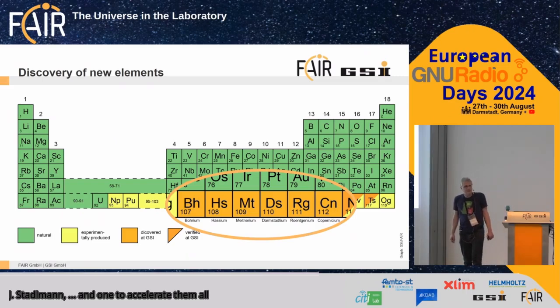They were actually firstly created here at GSI with our linear accelerator, and they even got named by the science group. It's 107 Bohrium, 108 Hassium for the federal state of Hessen we are in, 109 Meitnerium for Lise Meitner, very famous German physicist, Darmstadtium for the city of Darmstadt, Röntgenium for Konrad Röntgen, he invented the X-rays or found the X-rays, and Copernicium for Copernicus. So you'll find them in any chemistry book on this planet. So Darmstadt somehow left the mark there.